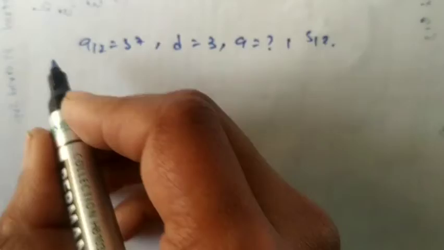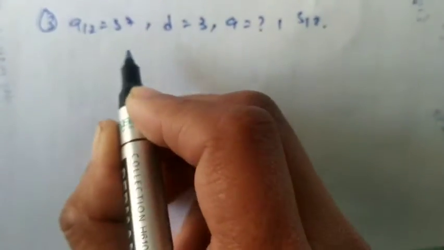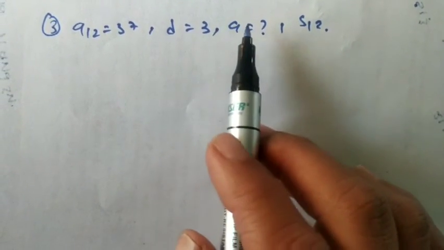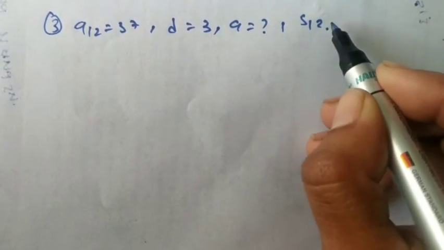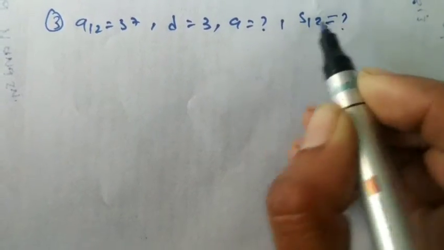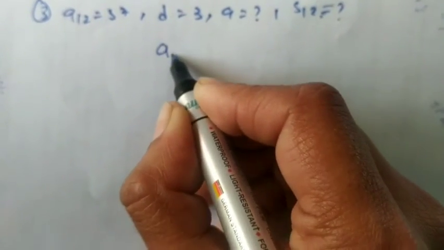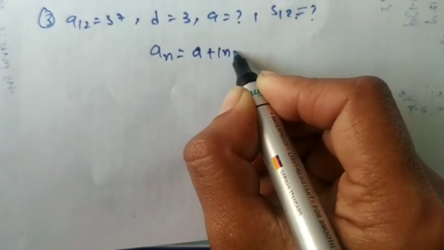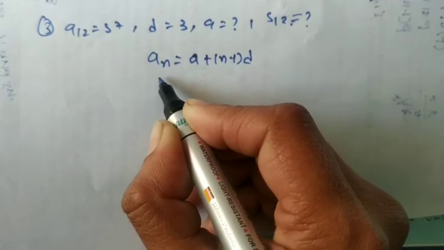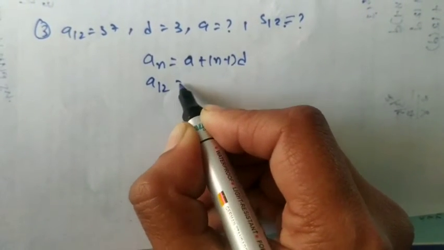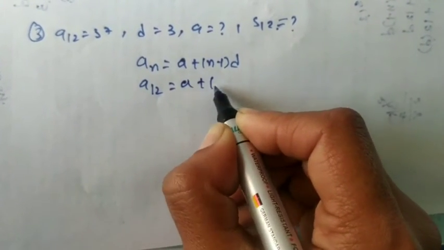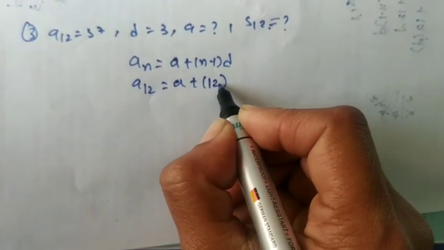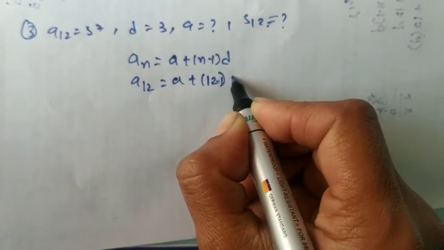As here you can see, this is the third question. In that question, a is equal to 37 is given, d is 3, a is a question mark, and we have to find S12. That is also a question mark. So here what will we do, we have no idea, we will use the an formula. an is equal to a plus n minus 1 into d. So in that, in place of an we have a12, a we do not have, so here we will write 12 minus 1 into the difference of 3.